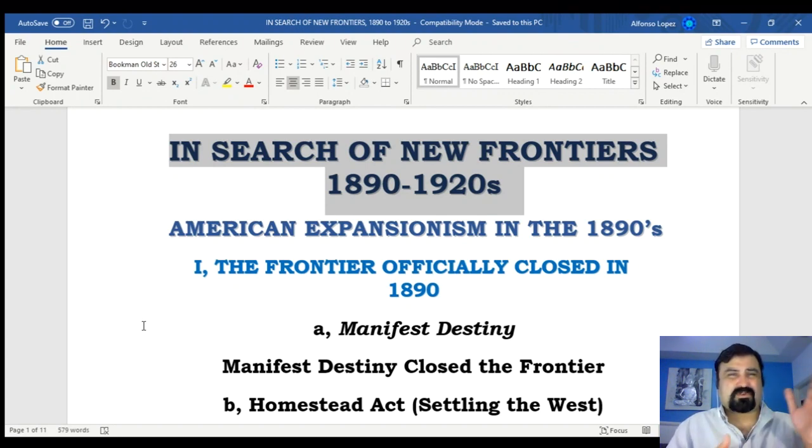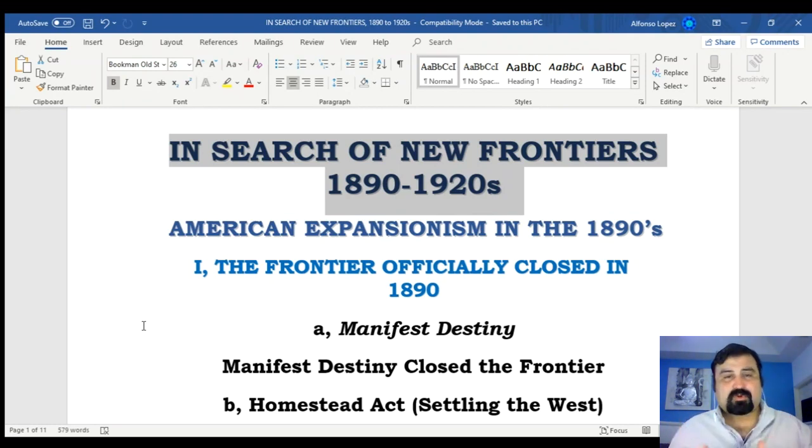In Search of New Frontiers, roughly speaking, the timeline is between 1890 and the 1920s, although we're not really going to go beyond 1920. Actually, it's going to be, roughly speaking, about a 30-year period or so, give or take.